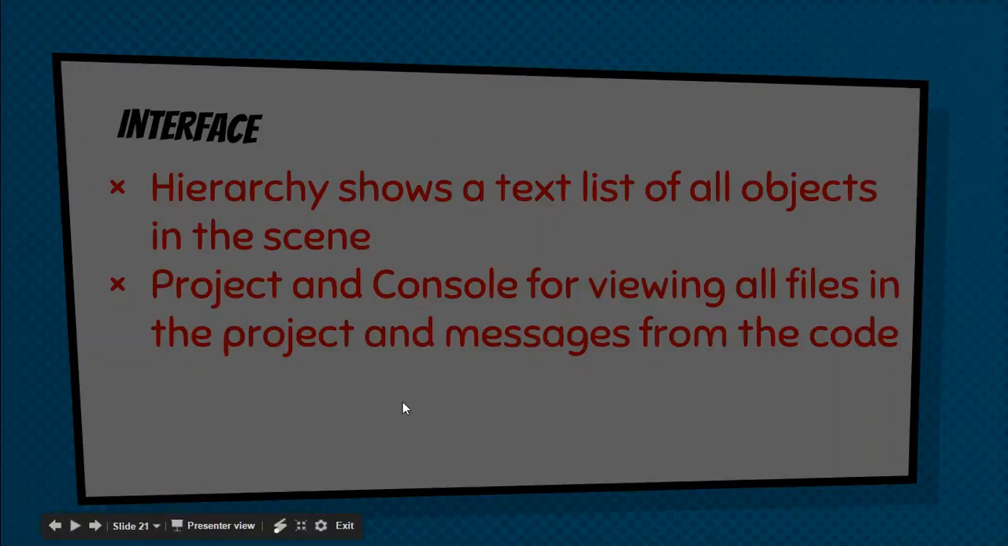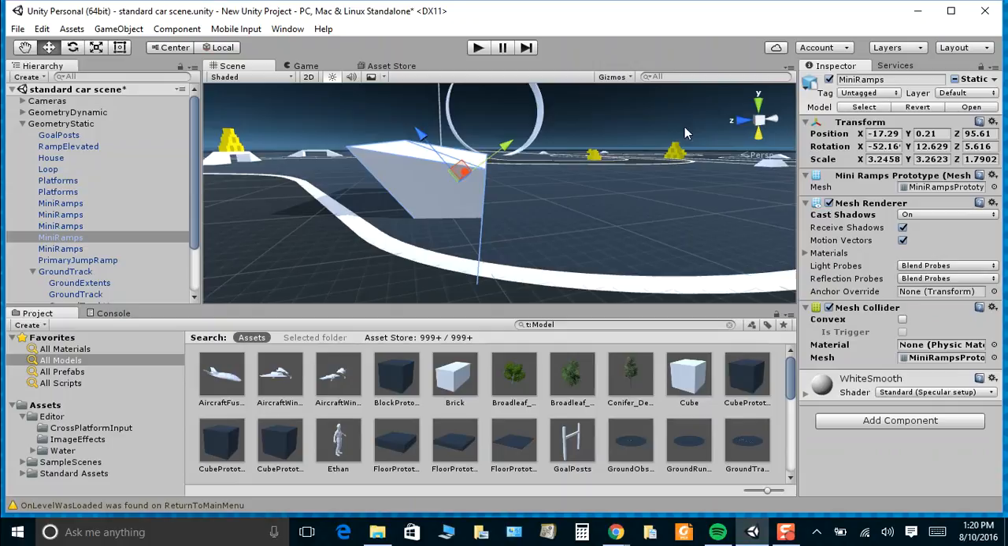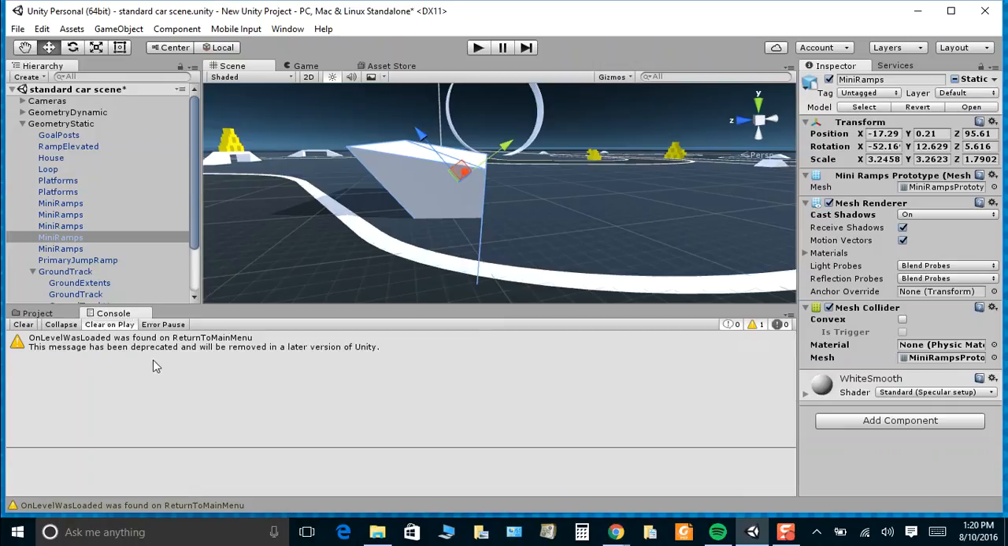Okay, and the hierarchy shows a list. Write this down. A text list of all the objects in the scene. Sometimes the objects are really hard to find, so you need this hierarchy list. And then the project and console are for viewing all the files in the project and messages from the code. So let's see what that looks like. Okay, you can see over here on the hierarchy, here's just a list of all the stuff that's in the project. Down here we have the project. Here's all the stuff in the game as well as code. So we can find all that stuff down here, and then the console will give you the error messages.